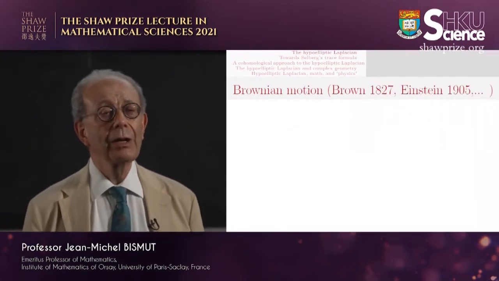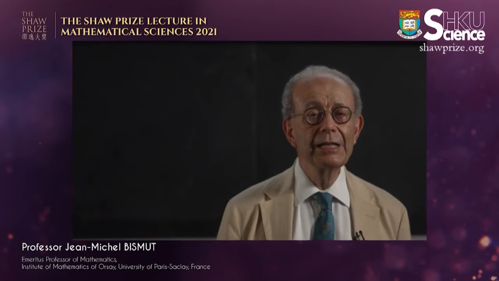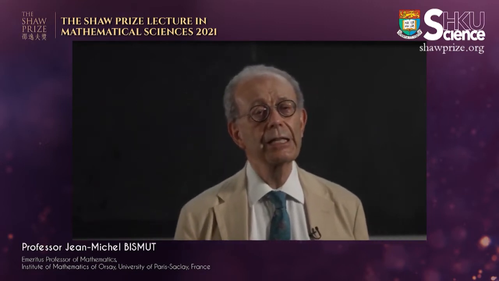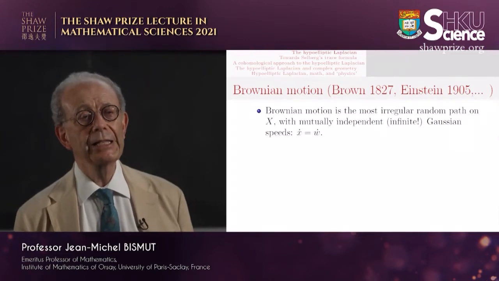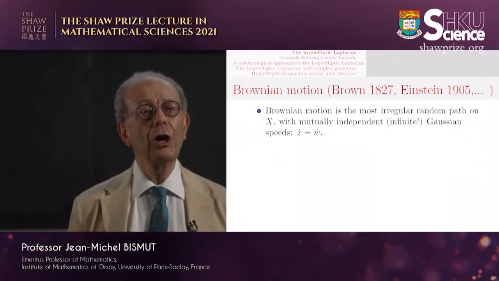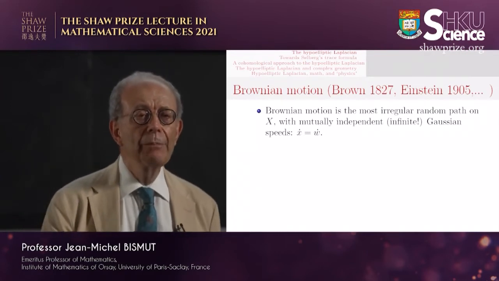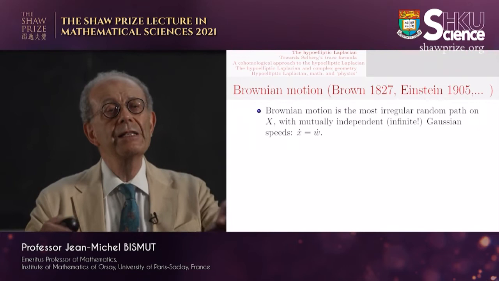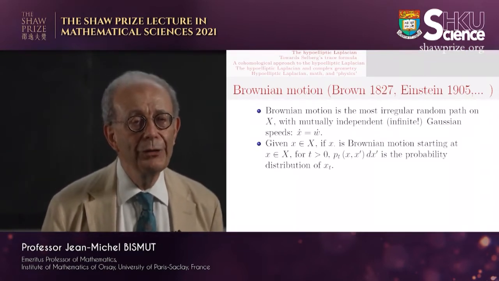Now, let me explain briefly what Brownian motion is. Brownian motion was first observed by Brown in 1827. Einstein made the statistical physics theory of Brownian motion in 1905, and the mathematical theory has expanded enormously. So Brownian motion is the most irregular random path possible. In this case, I will look at Brownian motion on a Riemannian manifold. You can think of it as a path whose speed jumps constantly and whose speeds are distributed like Gaussians. All the speeds are mutually independent, and what complicates the theory a bit is that these speeds are infinite.